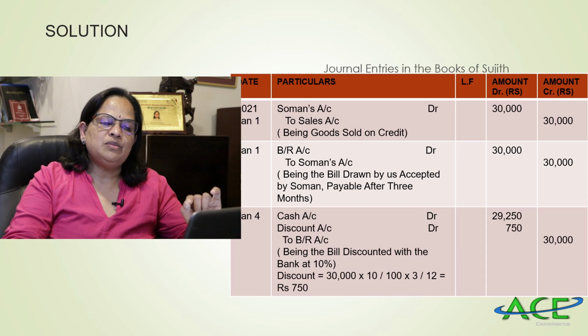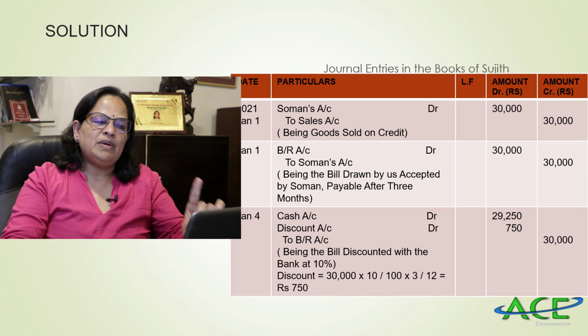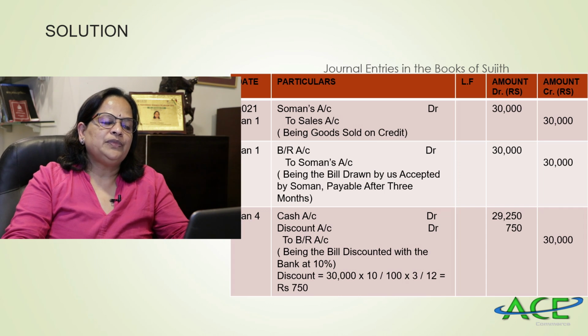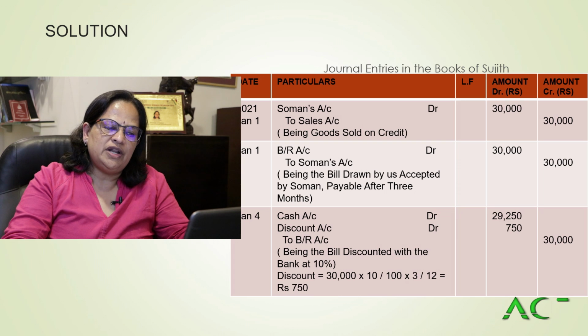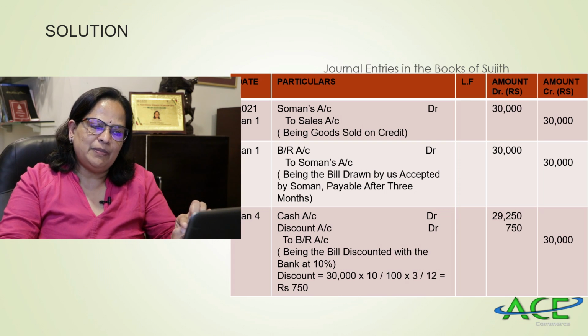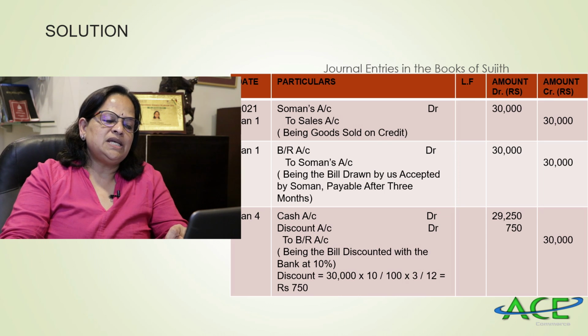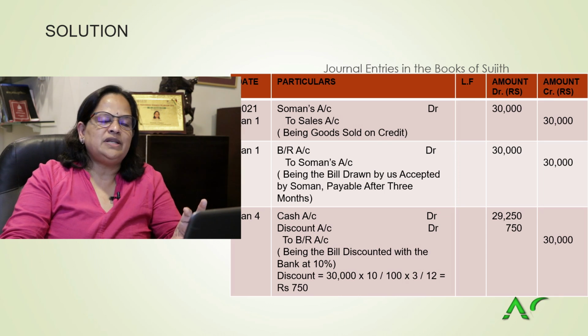So journal entries in the books of Sujit. Soman's account debit to sales account 30,000, being goods sold on credit. So remember January 1st is the date. Now next is bills receivable account debit to Soman's account 30,000. That is, he is not getting the payment, he is getting a bill from Soman. Being the bill drawn by us accepted by Soman payable after 3 months.